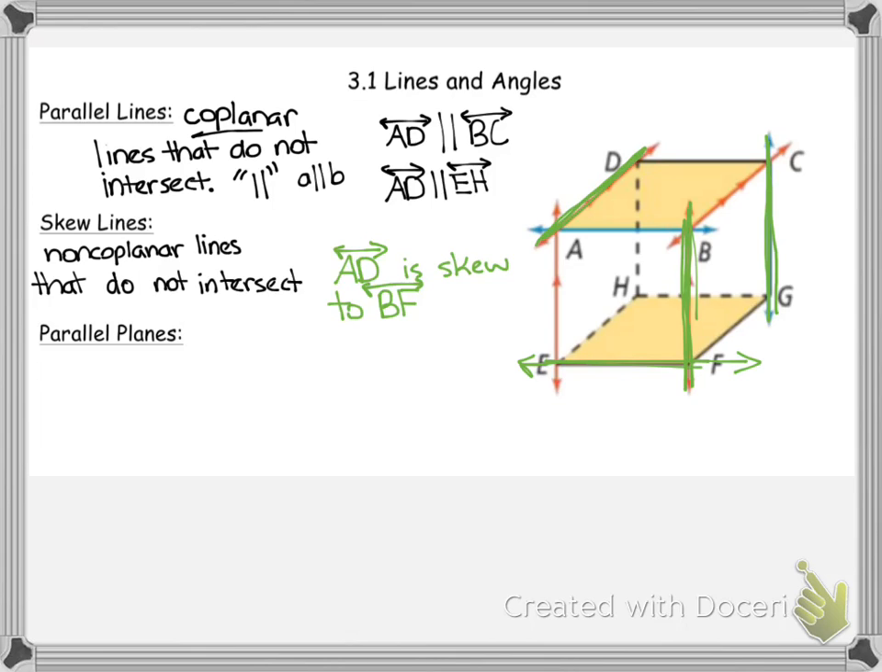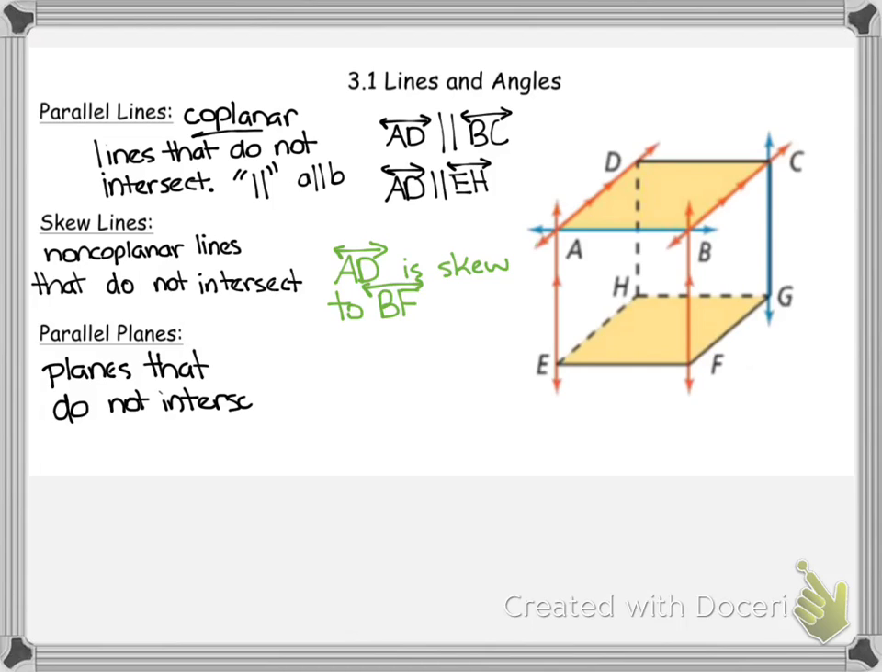Okay. So the last thing we're going to look at are parallel planes. Parallel planes are simply planes that do not intersect. Okay, planes that do not intersect. All right, so any planes that don't touch are parallel. We're using the same notation as parallel lines, the two standing up lines. Okay, so for instance, in our example, the two yellow planes are parallel planes. They are never going to touch each other.